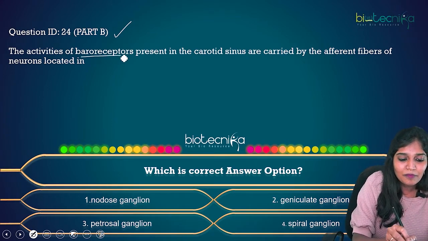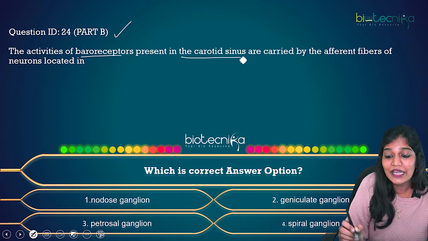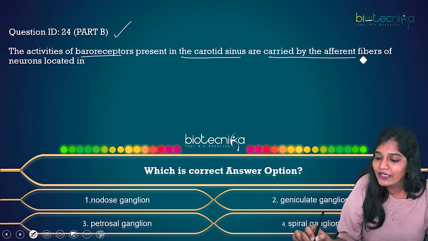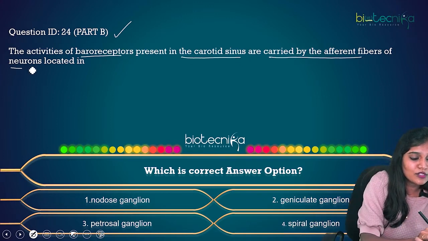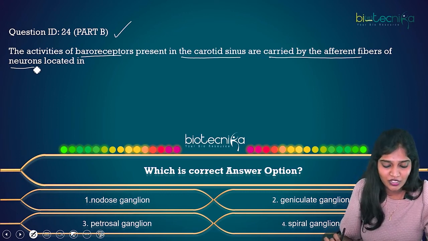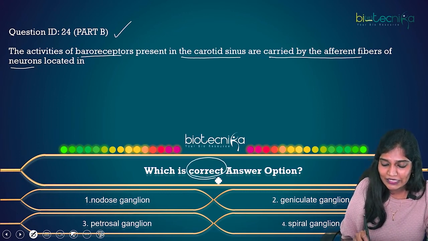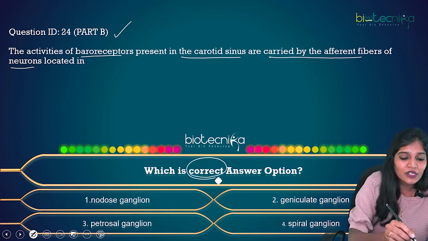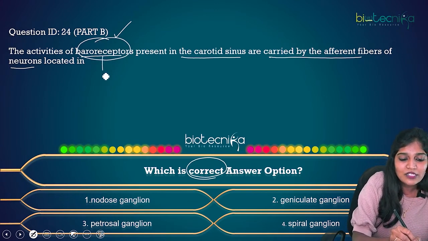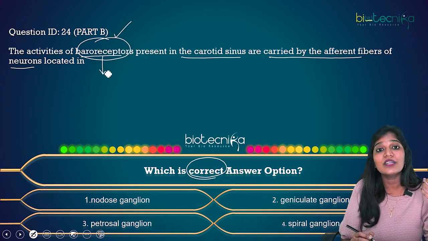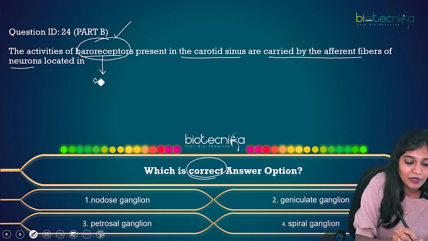The activities of baroreceptors present in the carotid sinus are carried by the afferent fibers of neurons located in which location is the question. So which of the following is correct? We already know what a baroreceptor is. A baroreceptor means a receptor which can sense the arterial blood pressure.